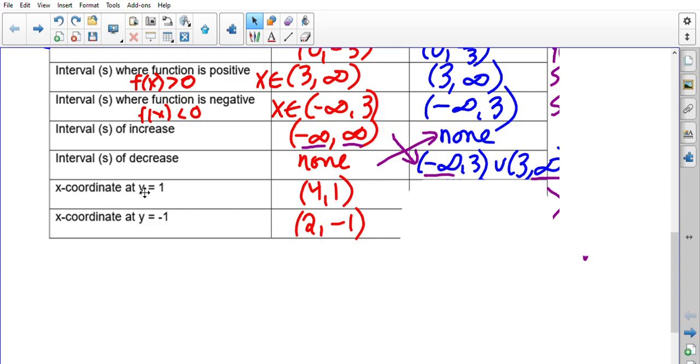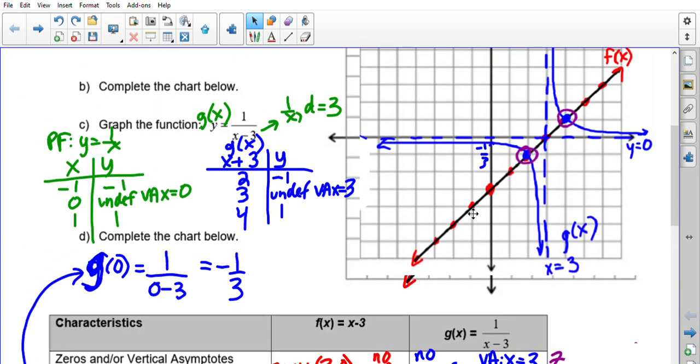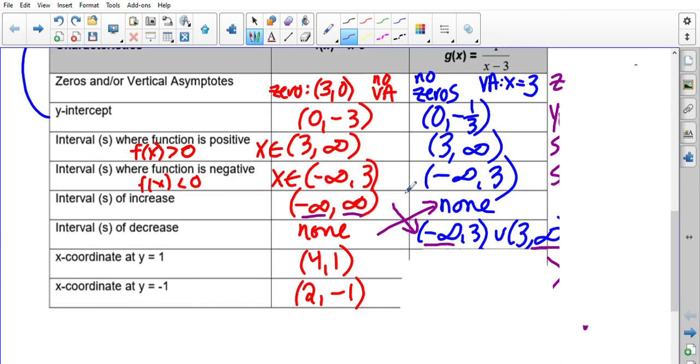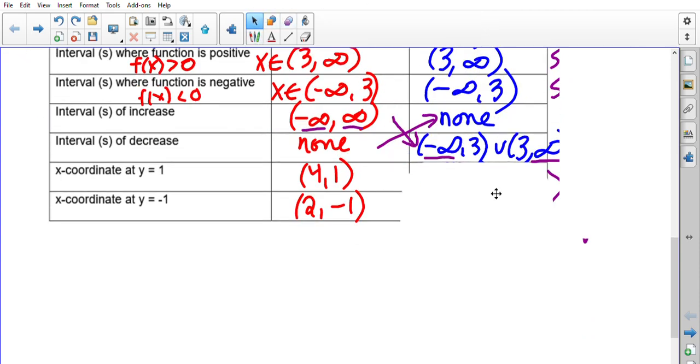The x-coordinate when y equals 1. So we can tell on the graph here, and you can also tell by plugging it into the equation g of x, the graphs should intersect when y is 1 and when y is -1. So those should be two key points. So when y is 1, there should be a point of intersection, and when y is -1, there should be a point of intersection. So they should both have these points.